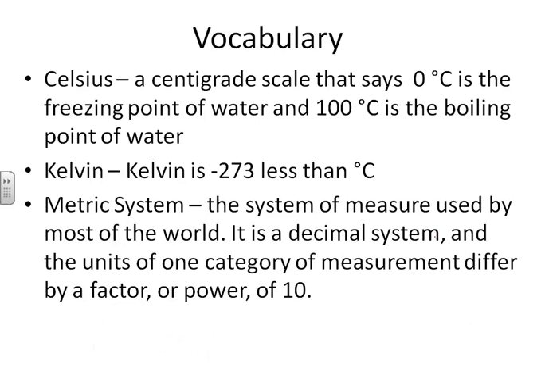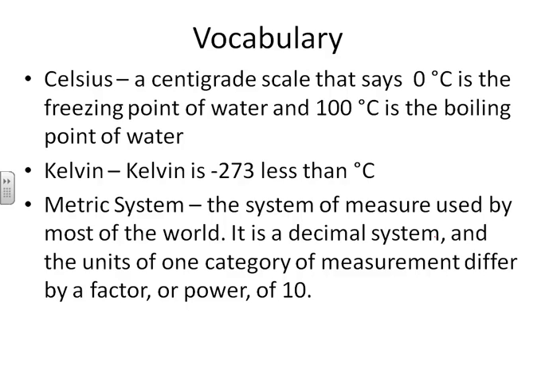Vocabulary that you need to know is Celsius. That's a centigrade scale that says 0 degrees Celsius is the freezing point of water and 100 degrees Celsius is the boiling point of water. You should remember that in Fahrenheit it's 32 degrees and 212 degrees. Kelvin is negative 273 less than Celsius, or 0 Celsius.